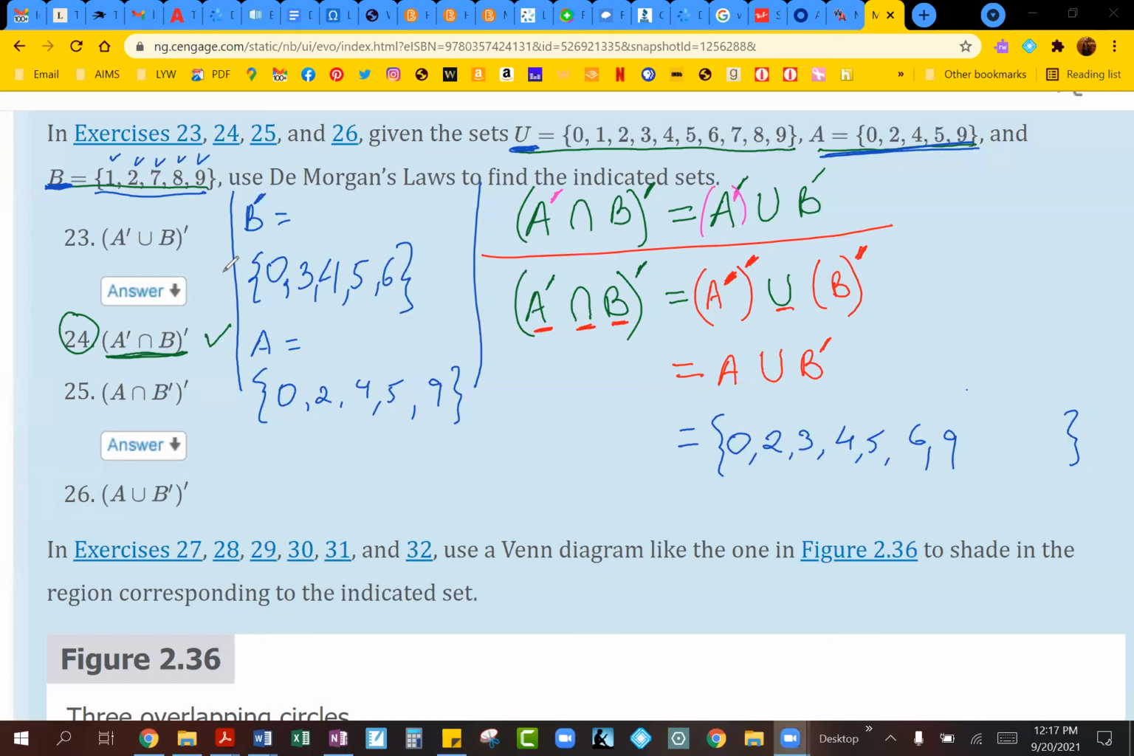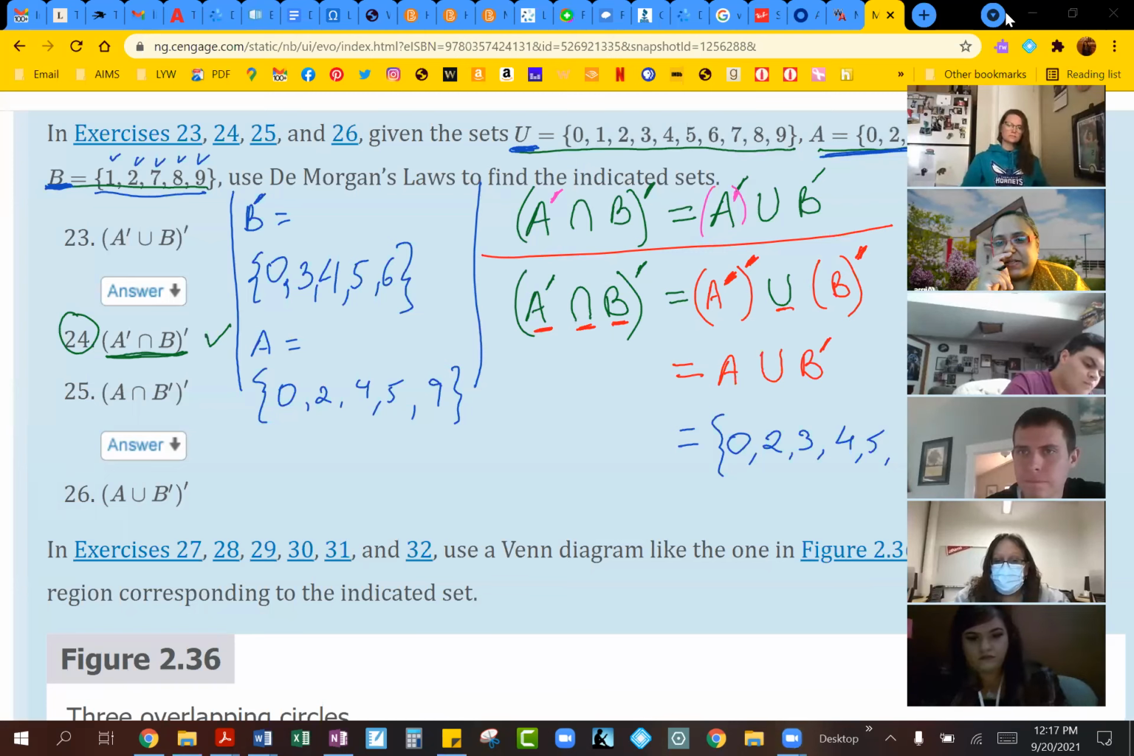So Logan, 0, 2, 4, 5, 6, 9, you had all of those. Roman, looks like you were missing a couple numbers in there. And Nicholas, I think you actually went with intersection, right? Because it looks like you were looking at what was common between the two sets. Yeah, that's what I did.